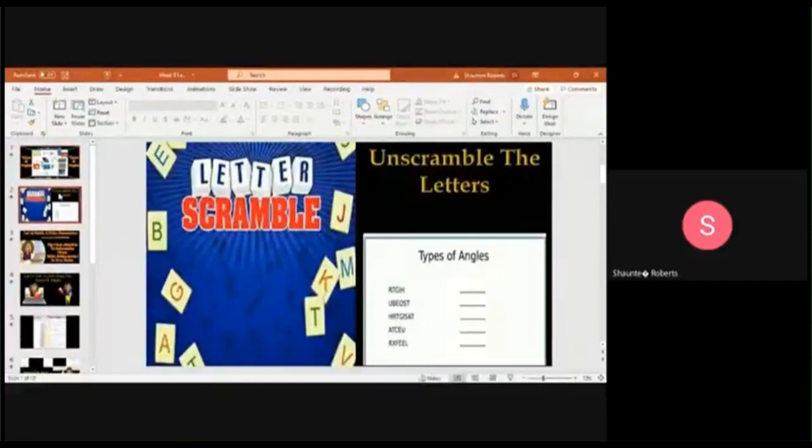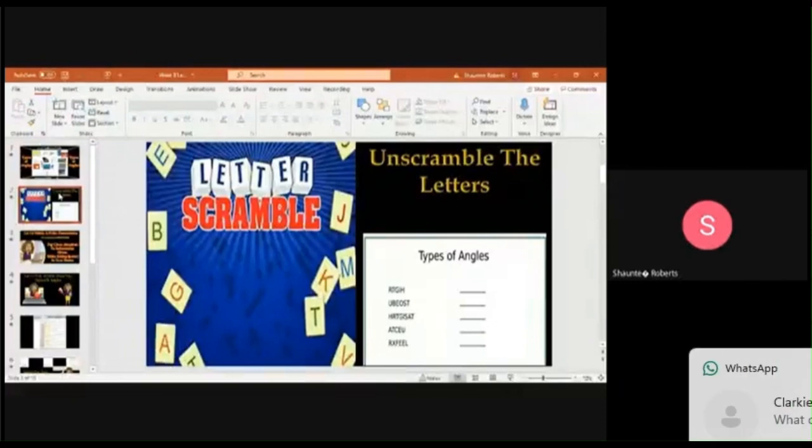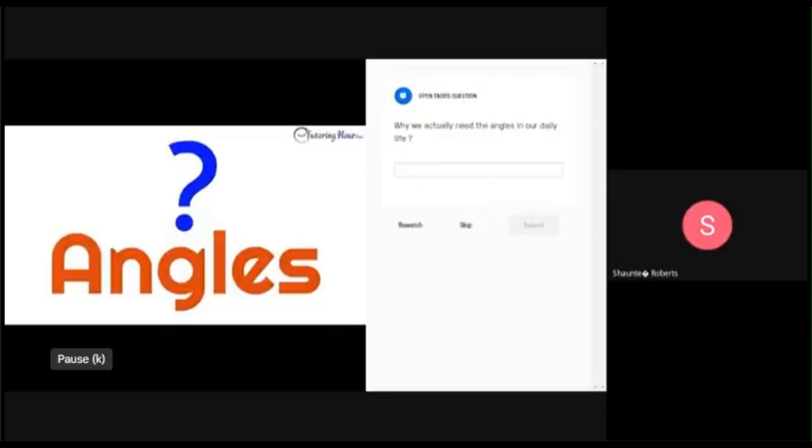What I want for you to do, there are some jumbled... to build, miss. Yes. Anyone else?